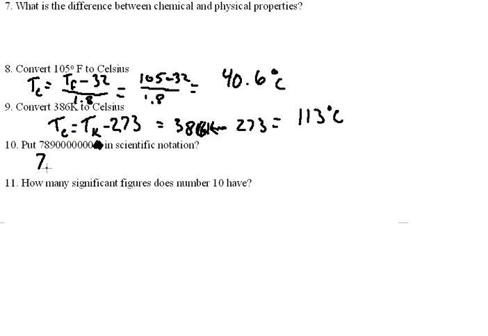So the coefficient I'm going to put out in front is going to be 7.89, and then we're going to do times 10 to the, we're going to figure out how many places we have to move this decimal place. 1, 2, 3, 4, 5, 6, 7, 8, 9. So it's going to be 10 to the 9th. So 7.89 times 10 to the 9th.